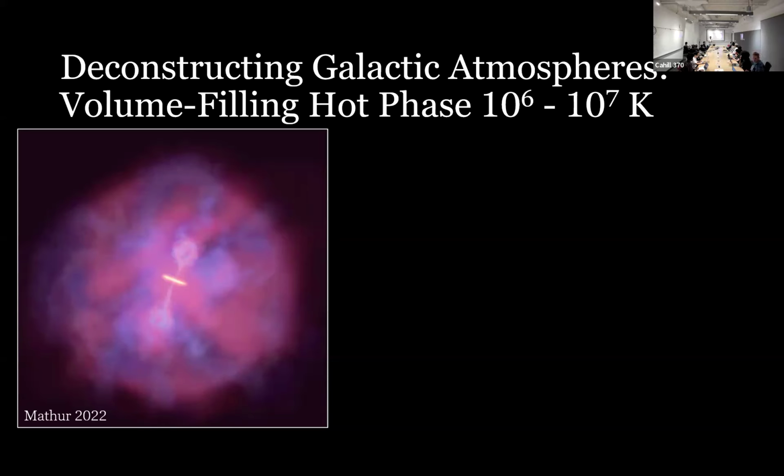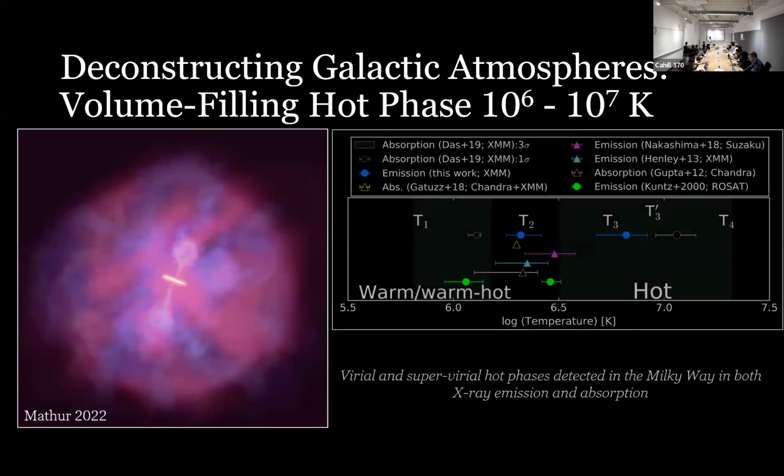this volume filling hot phase of approximately 10 to the 6 to 10 to the 7 Kelvin, and this phase is revealed to us primarily through our X-ray observatories, predominantly from the high ions, oxygen 7, oxygen 8 being the most abundant of these ions. And we can observe directly the hotter and denser components of this hot phase through their direct X-ray line emission. While through absorption line spectroscopy of the intervening gas between us and bright background objects such as quasars or bright stars, we have access to a much larger range in density and pressures that we can probe.